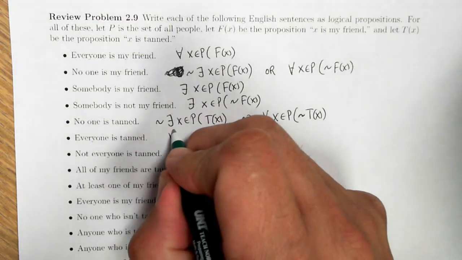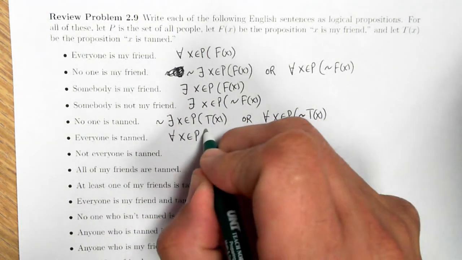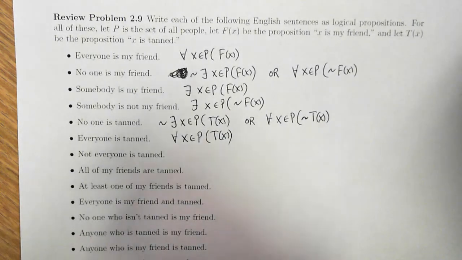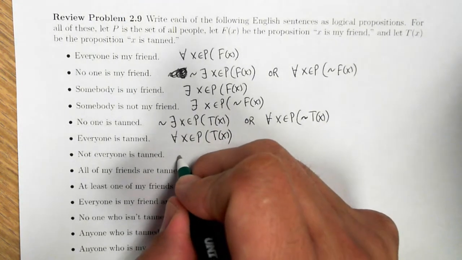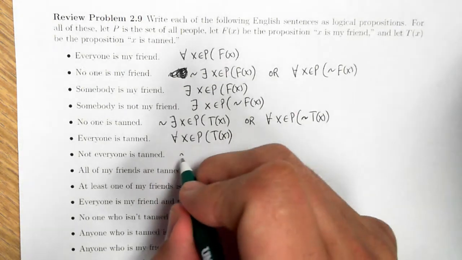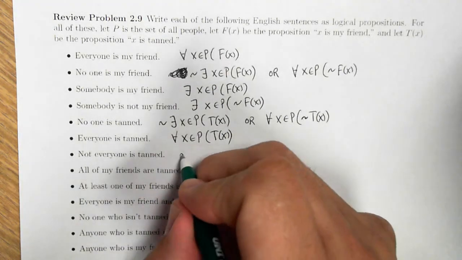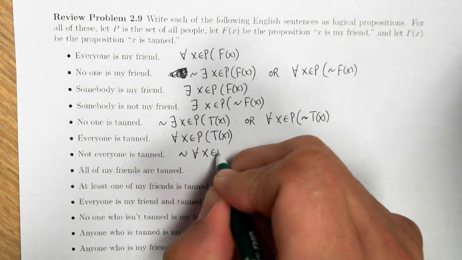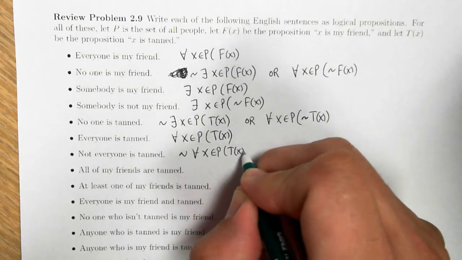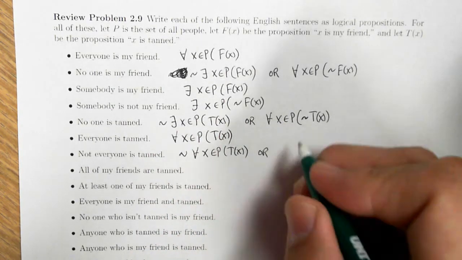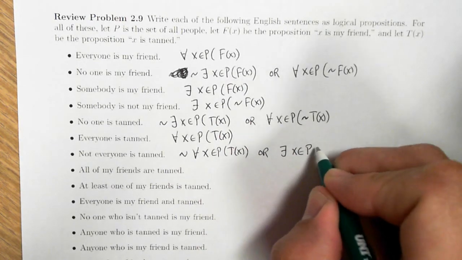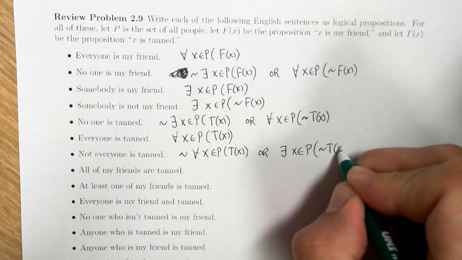Everybody is tanned. That would be for all x, they're tanned. Not everybody is tanned would mean that it's false that everyone is tanned. This could also be written as there exists somebody who is not tanned.